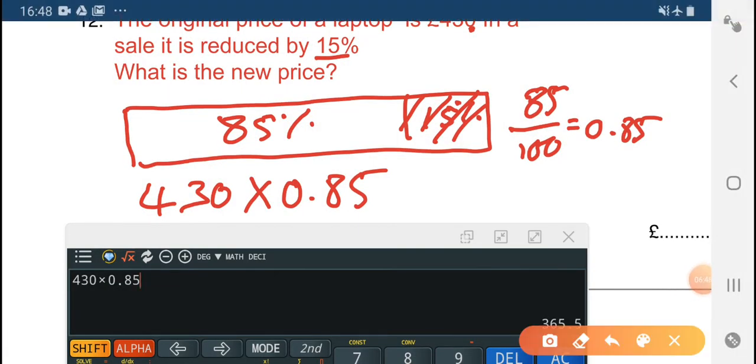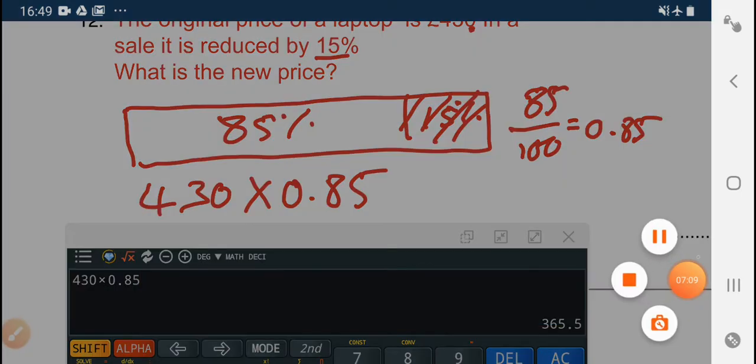So as you can see, I've typed the answer. I've typed 430 times 0.85, and I've got the answer to be £365.50. So that's how much the laptop will be worth after the sale of 15%.